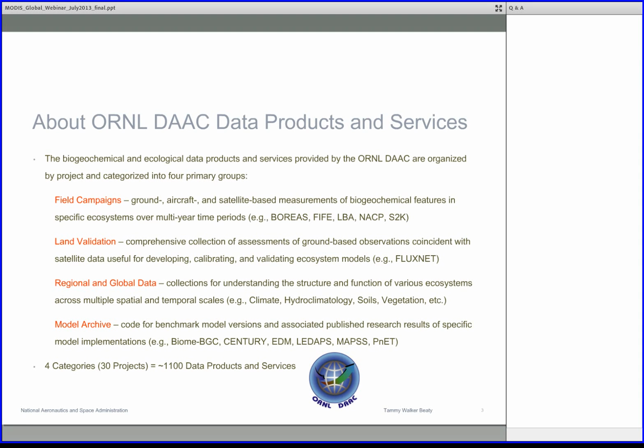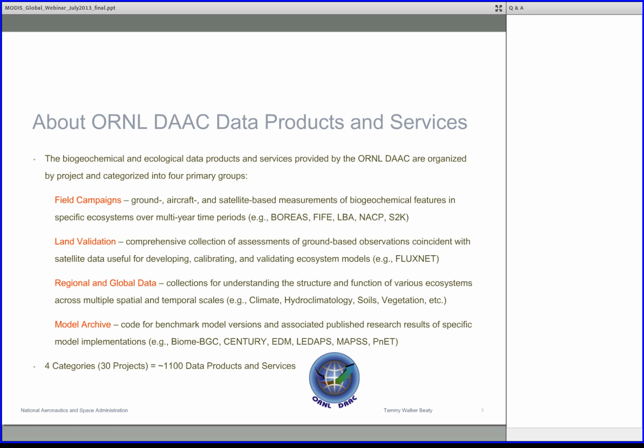Land validation data products are comprehensive collections of assessments of ground-based observations coincident with satellite data that are useful for developing, calibrating, and validating ecosystem models. An example of that would be our FluxNet project. FluxNet is a network of micrometeorological towers that use eddy covariance measurements.